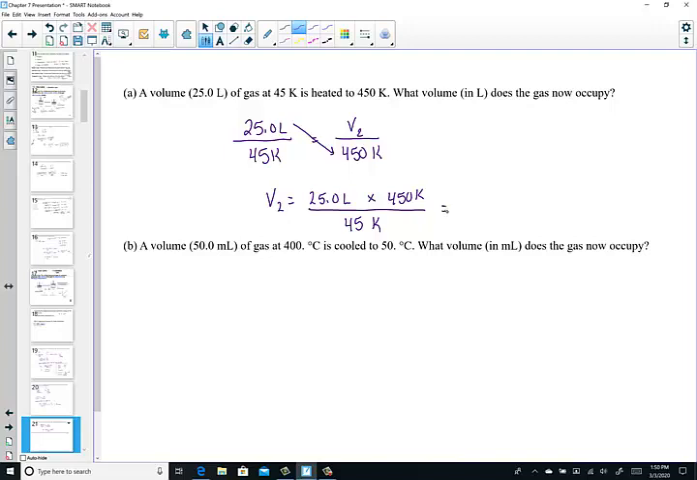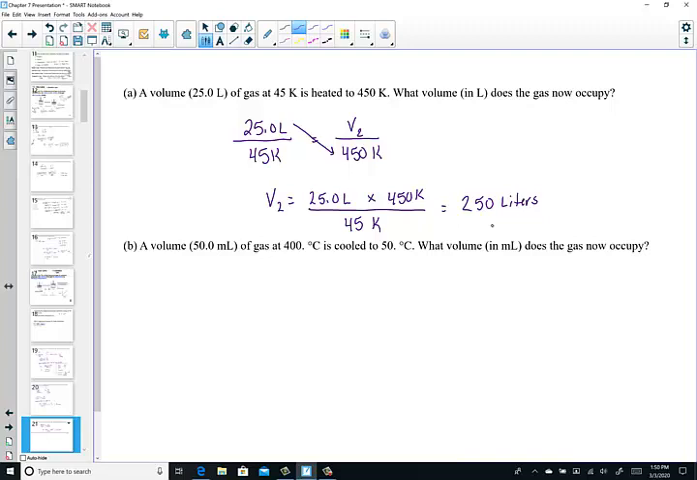When you hit 25 times 450 and divided by 45, did you find 250 liters? And that's still 2 sig figs. As long as I don't put a decimal point there, we're fine to leave it as 250.